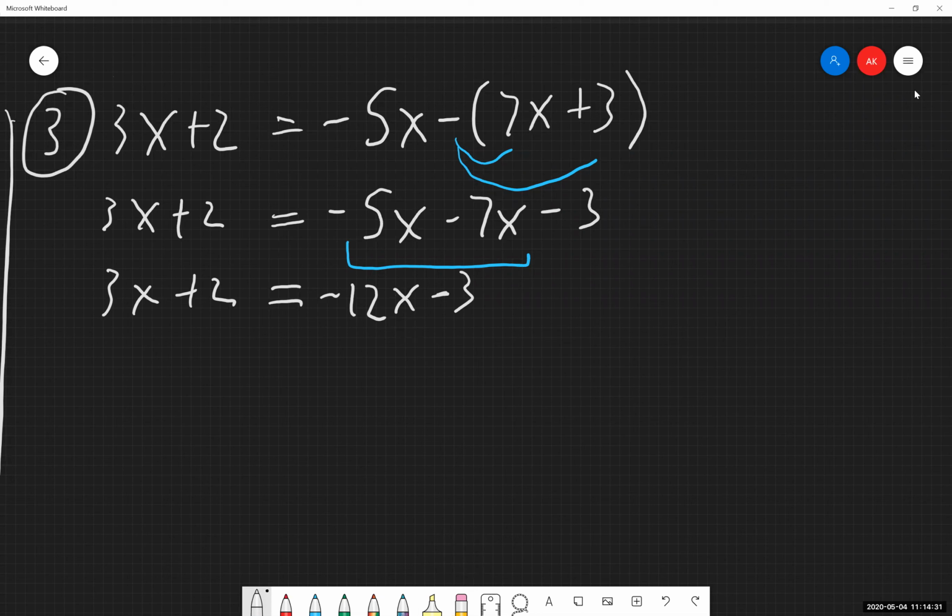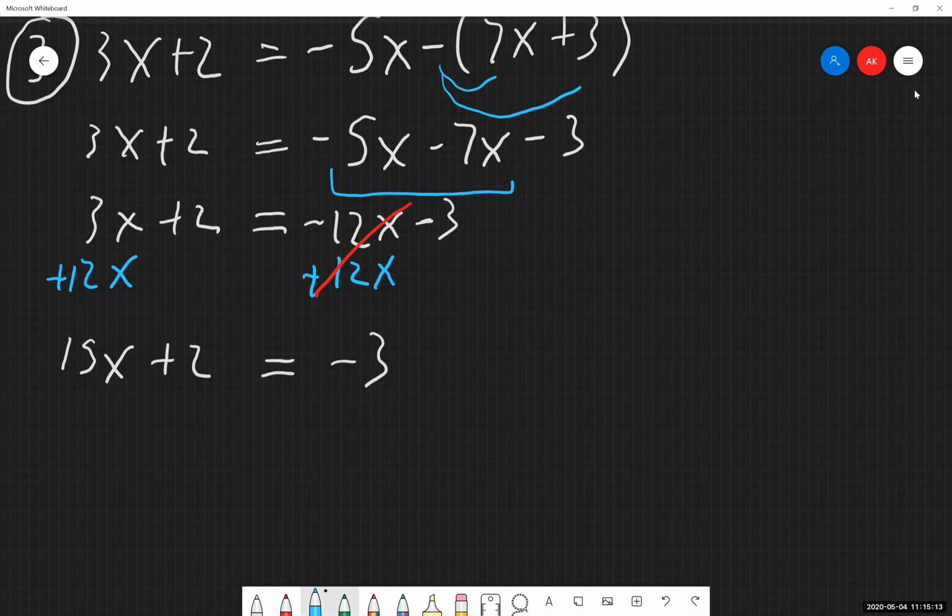Now I am trying to eliminate all variable terms on one side of the equation. So again, I have an x over here, and I have an x over here. I'm going to get rid of the lower value, which in this case is the minus 12. It's a smaller value of the two. So to get rid of that minus 12x, I am going to add 12x to both sides. On the right-hand side, it cancels out. I'm left with just negative 3 over there. On the left-hand side, I have 3x plus 12x. It's going to give me 15x plus 2.